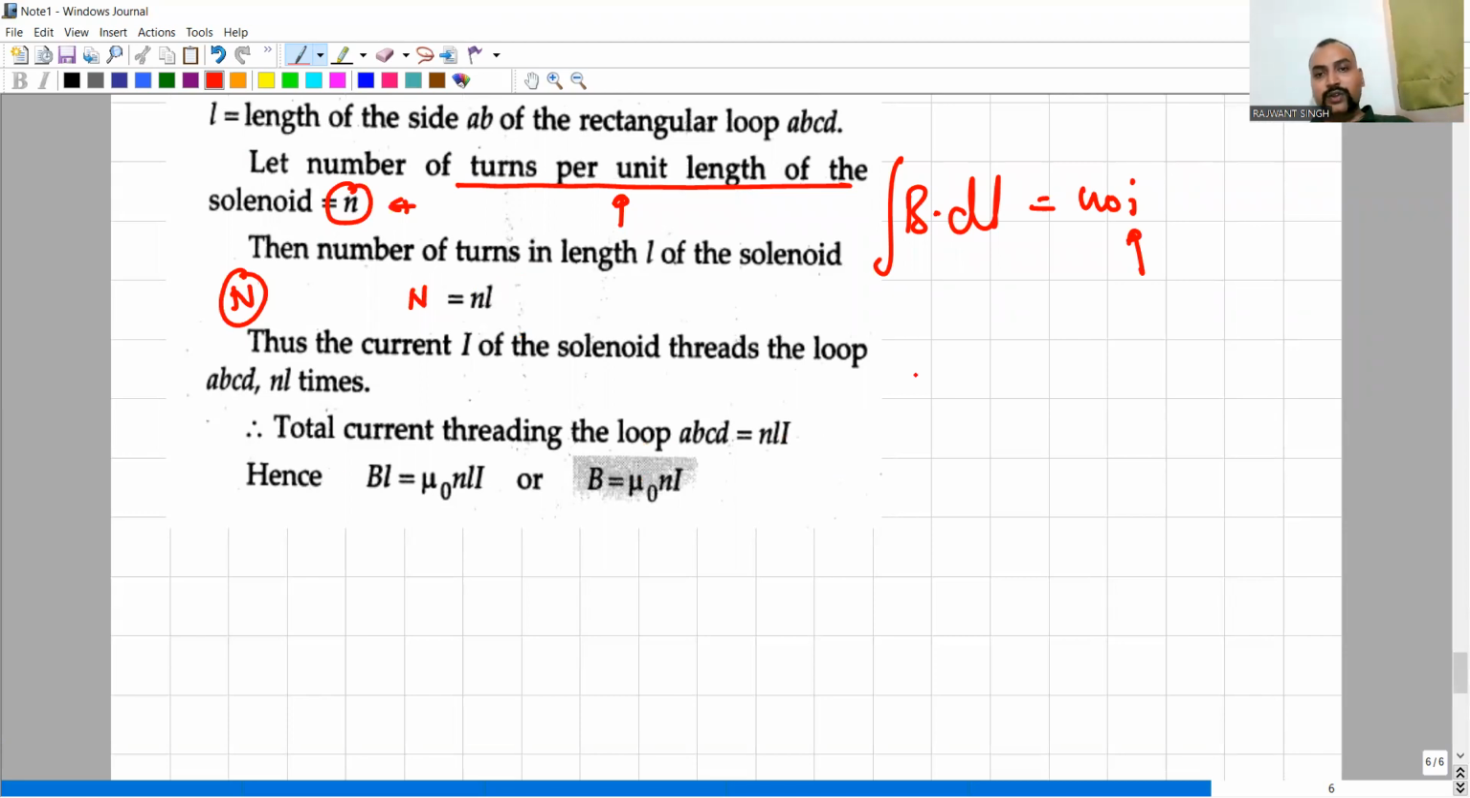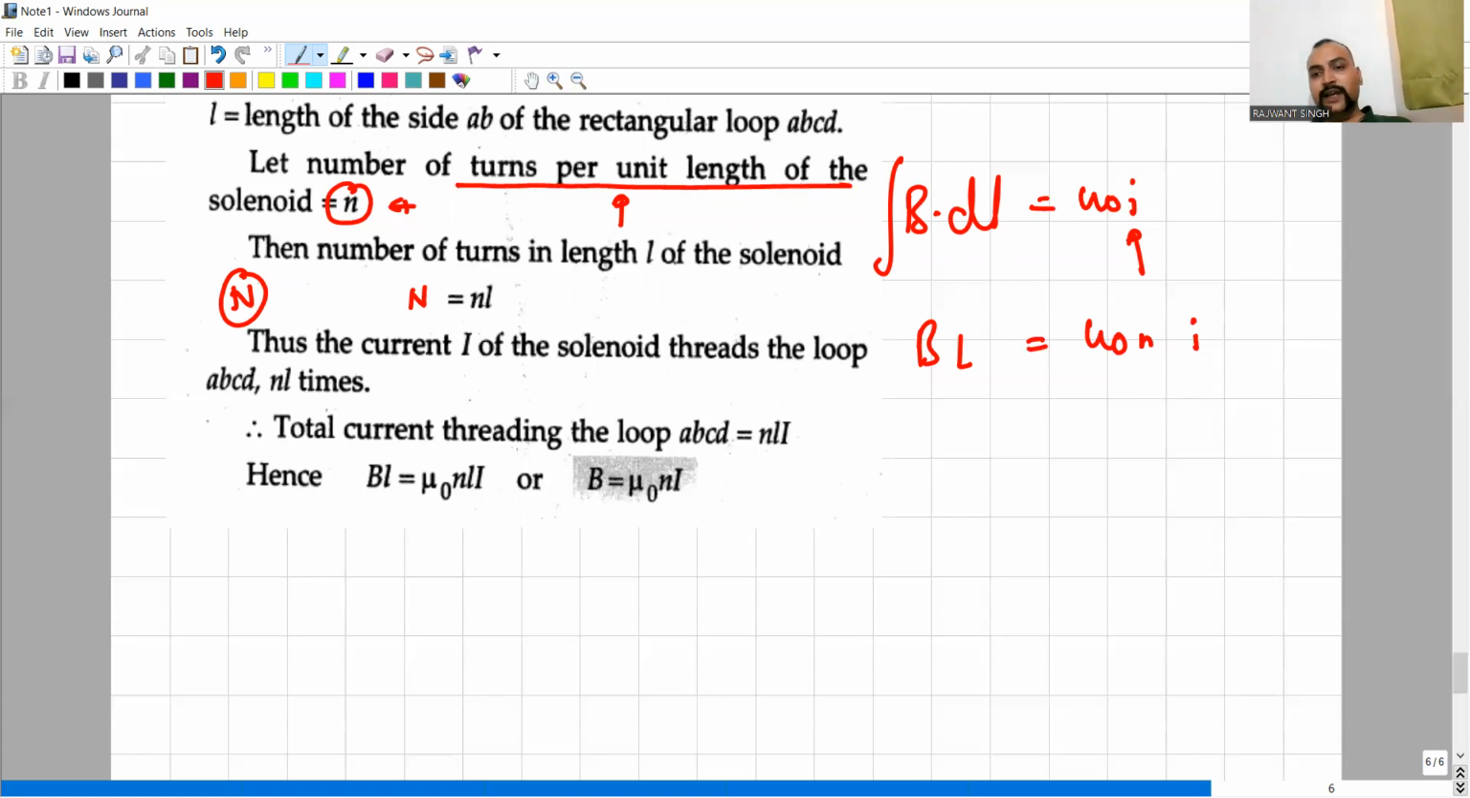So B dot dl will become B into L, the total length of the solenoid. We have discussed that if you integrate dl, you get the total length of the solenoid, and this will become mu naught times N I, that is, mu naught times n into L into I. Why n into L? Because n is the number of turns per unit length, and L is the total length. So this value is actually capital N, the total number of turns. And why are we taking the total number of turns? Because we have to take all the current elements within that range.